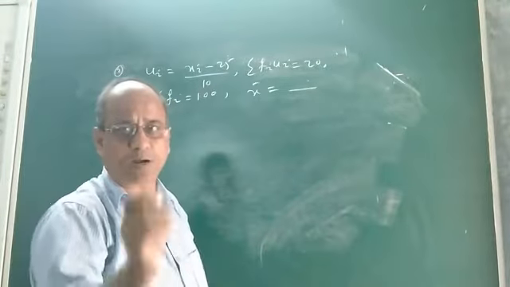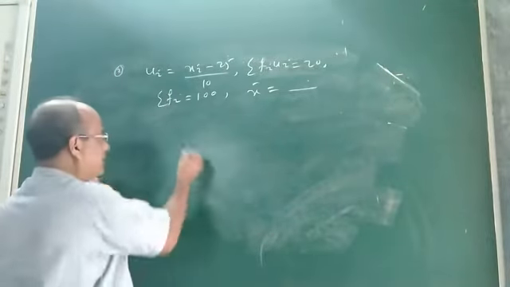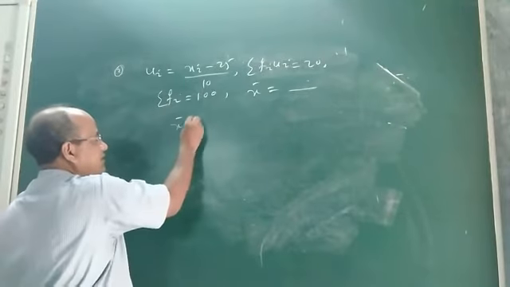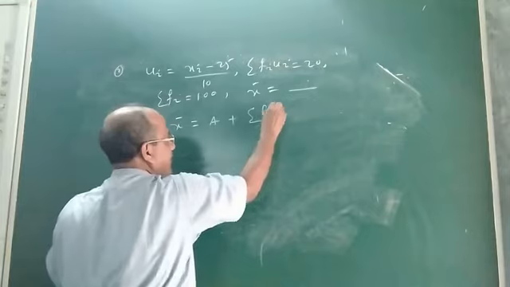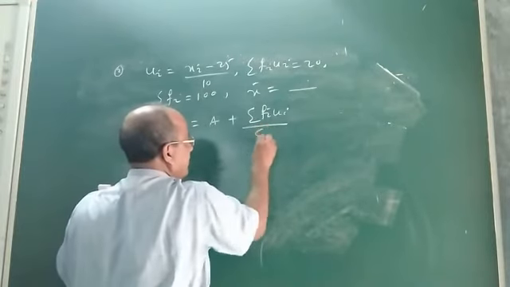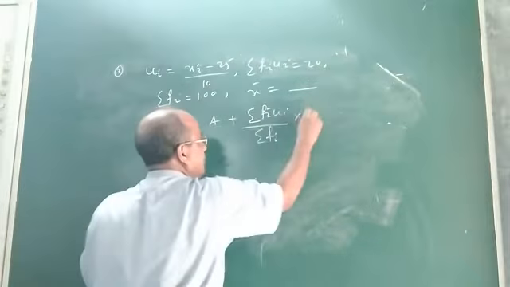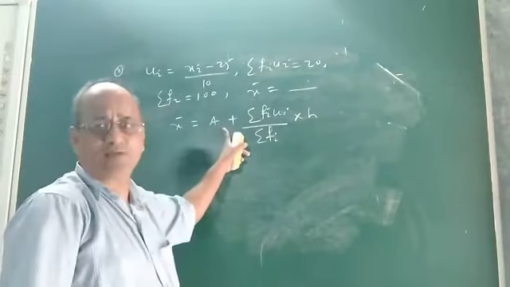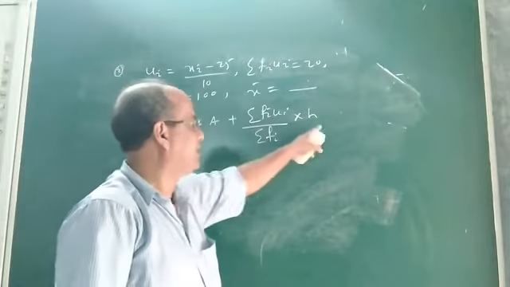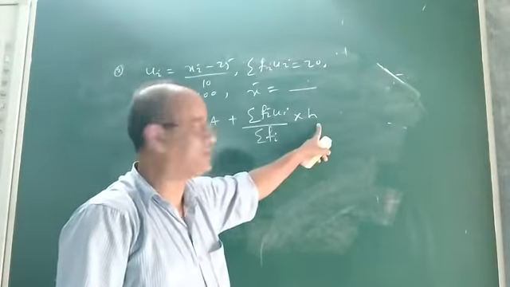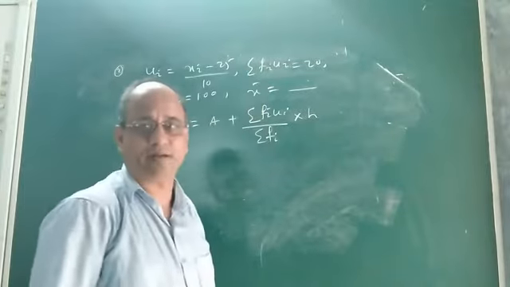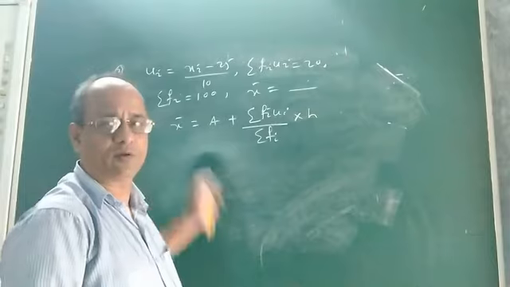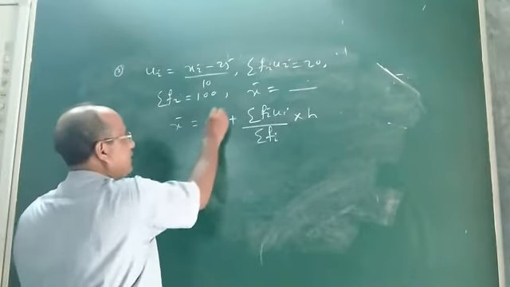Children, you know what is the formula for mean by step deviation method? The formula is a plus summation of fi ui divided by summation of fi, into h, where a is the assumed mean, h is the width or class size, and summation of fi is the sum of frequency, which is already given. Now how to calculate the value of mean?